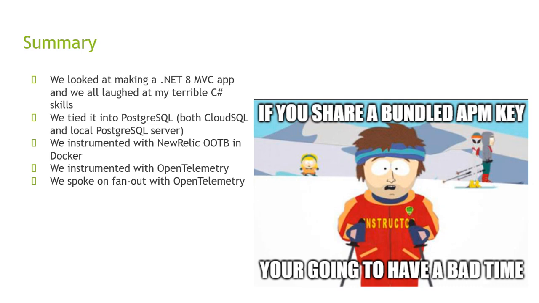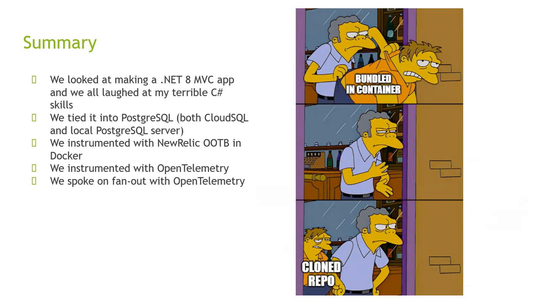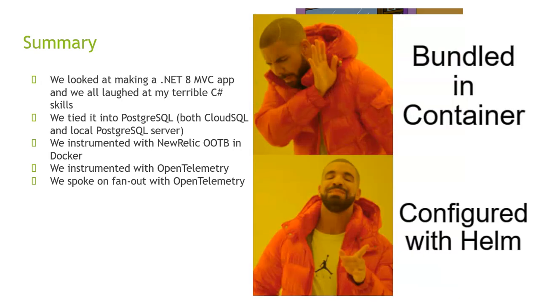If you share a bundled APM key, like your New Relic API key, you're going to have a bad time. And if somebody has this bundled in a container and you fix it, but you're allowing them to clone the repo, it can just come back again. So pay attention to that kind of thing. Lastly, I'm going to leave you with a little Drake. Bundle container, configured with Helm. Again, that's maybe my opinion.